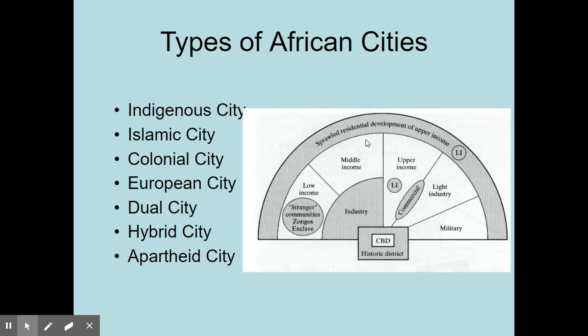And these different designations would often be based on race. So you would have the upper income that would be white, and then the low income would be black, being able to access the cities. And this was very much imposed with colonial rule on these cities.